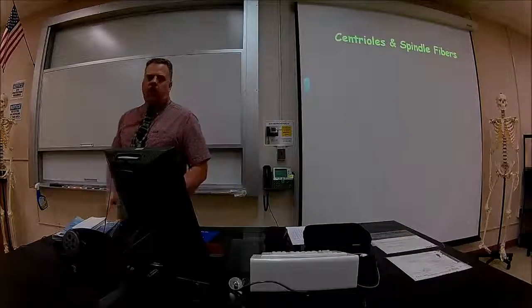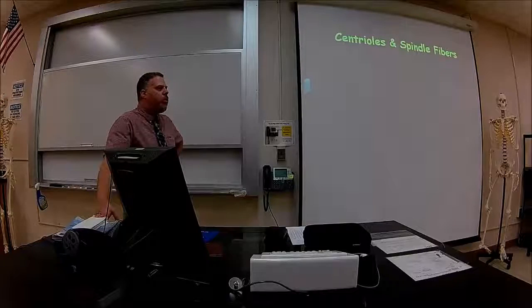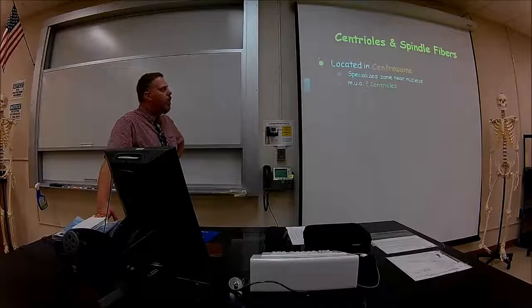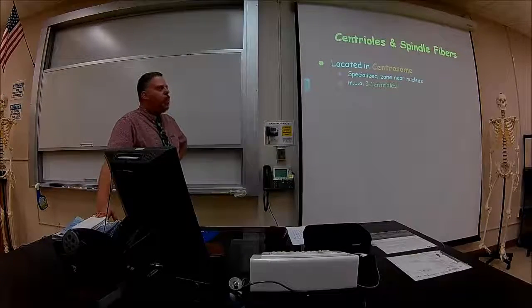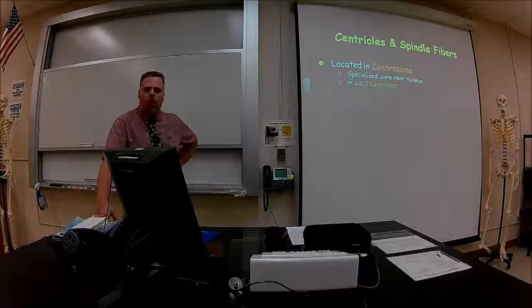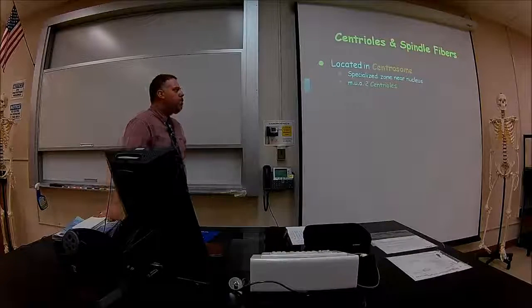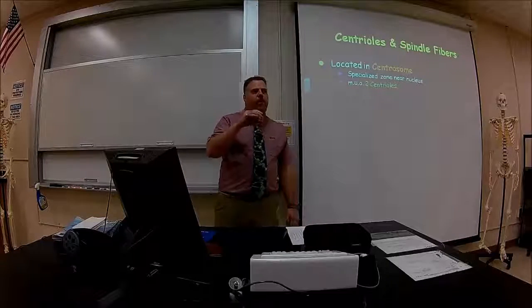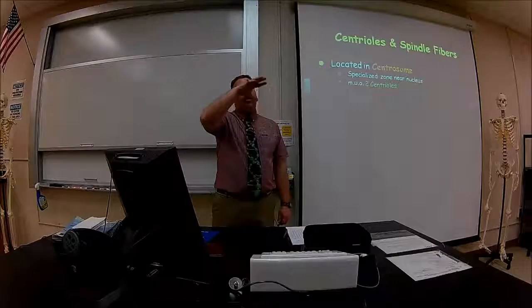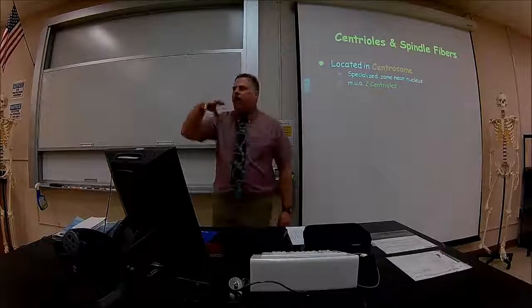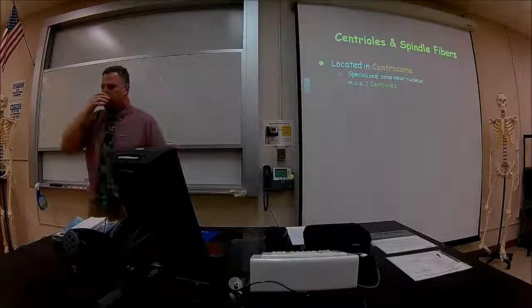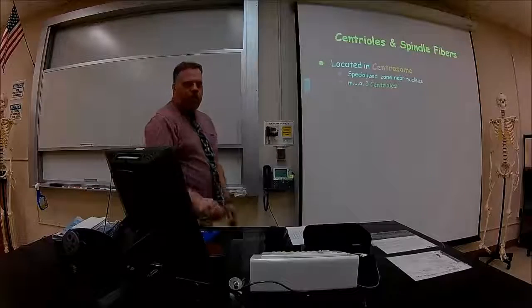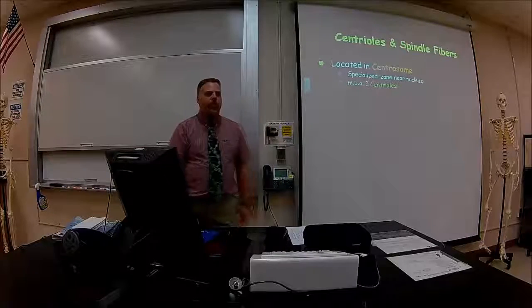Now, we also have things called centrioles and spindle fibers. These are located in something we call the centrosome, and I'm going to show you a picture of this so it'll make sense to you. It's a specialized area on one part on the outside of the nucleus, just lying on the outside of that nucleus. And it's made up of two what we call centrioles.